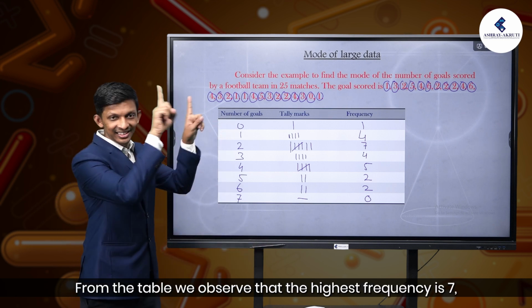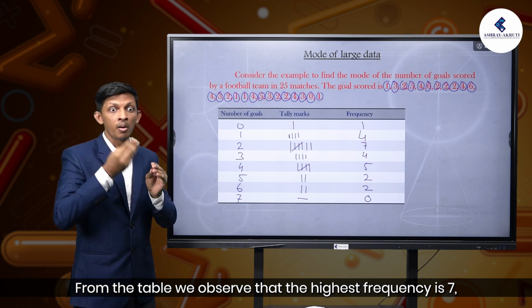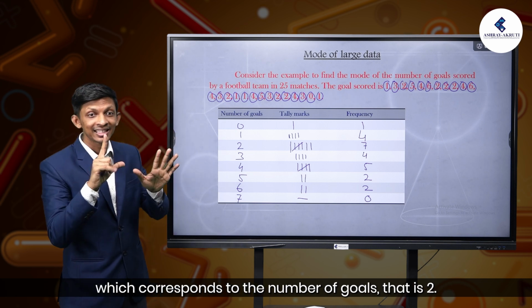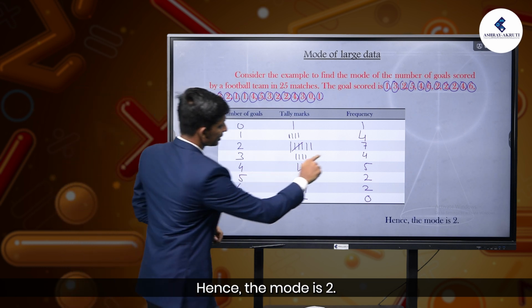From the table, we observe that the highest frequency is 7, which corresponds to the number of goals, that is 2. Hence, the mode is 2.